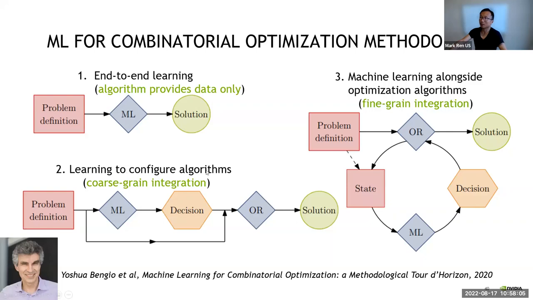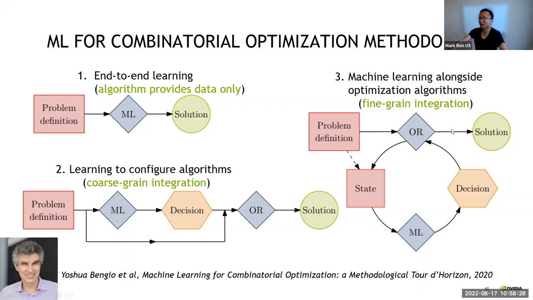Another one is learning to configure the algorithm, right? You have your OR, the operations research algorithm, which you can consider as EDA algorithms, and then you use machine learning to make decisions on things like what parameters to use, what configuration, or what constraints you want to apply to the algorithm. And the algorithm will do the rest.